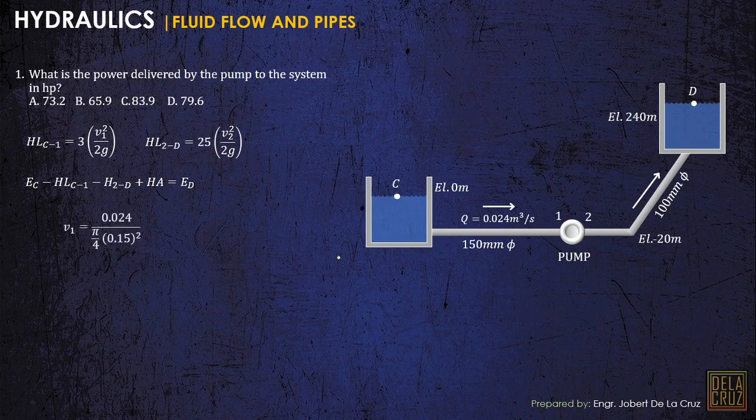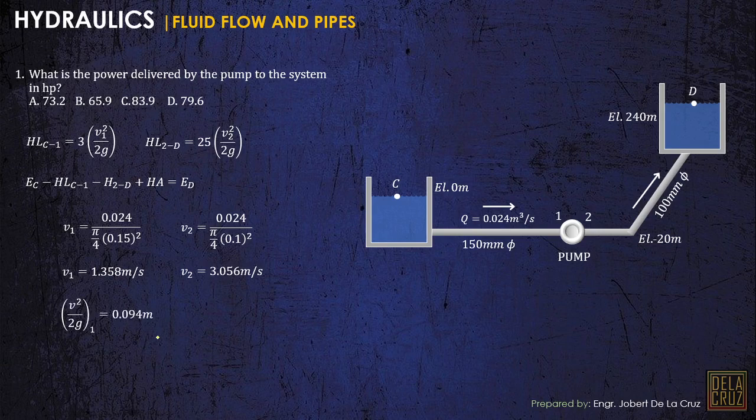Solve natin yung V1 because we have here the discharge. So, 0.024 cubic meters per second over the cross-sectional area of this pipe. That is 1.358. Of course, V2 here is the same, but nagbago yung pipe diameter natin dito. Solve natin si V2. Alright?